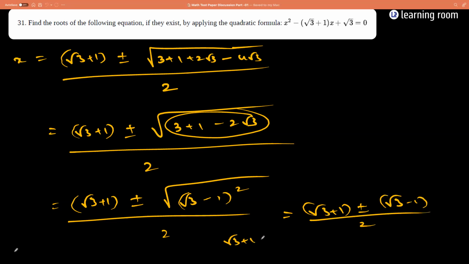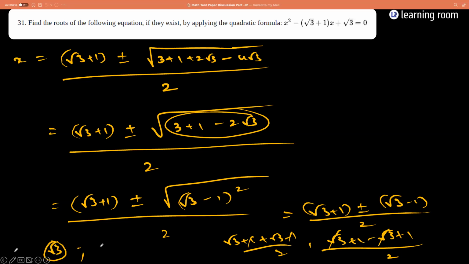So what will be the answer? Root 3 plus 1 plus root 3 minus 1 by 2. Root 3 plus 1 minus root 3 minus, sorry, plus 1 by 2. So root 3 and root 3 are lost. 1 and 1 are gone. So 2 root 3 by 2 is root 3. And 2 by 2 is 1. So root 3 comma 1 is the answer. It's correct.